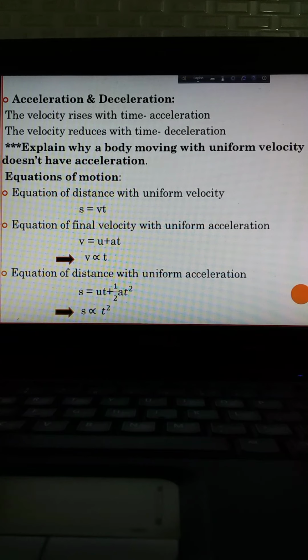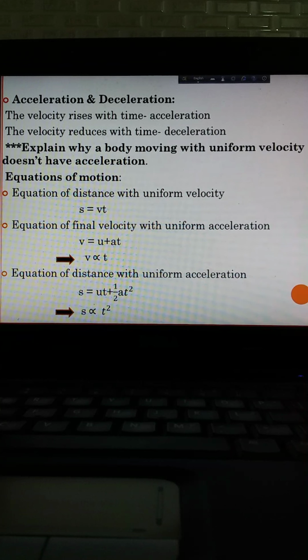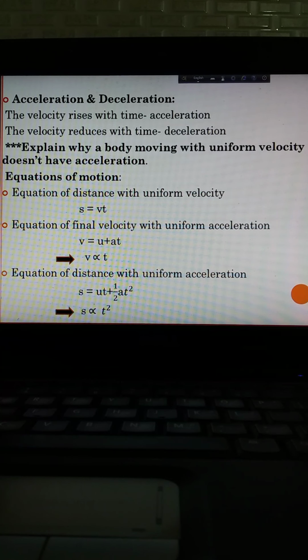As you have known about acceleration and velocity, now you can explain one thing: explain why a body moving with uniform velocity doesn't have acceleration. And to explain this one, we have to know about uniform velocity. What is meant by uniform velocity? If the velocity of an object doesn't change with time, that is called uniform velocity. Then how can we explain this term?